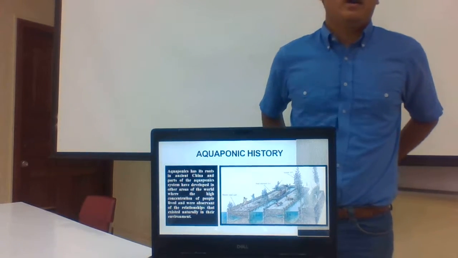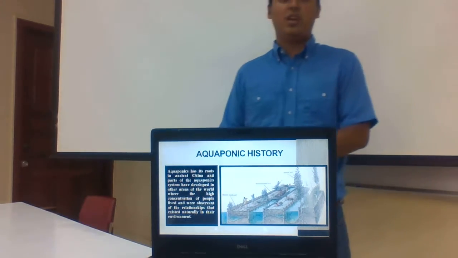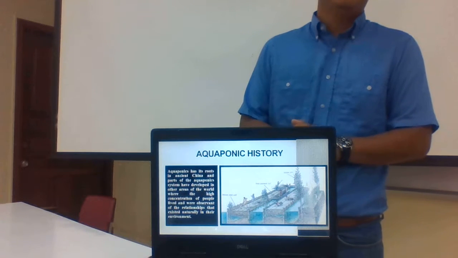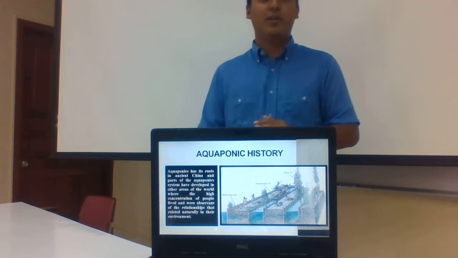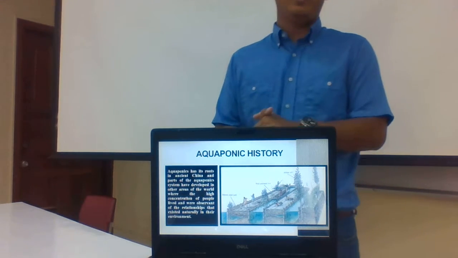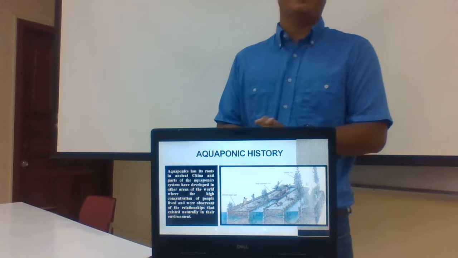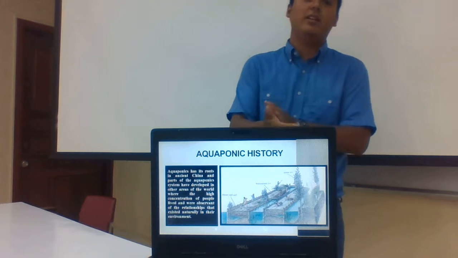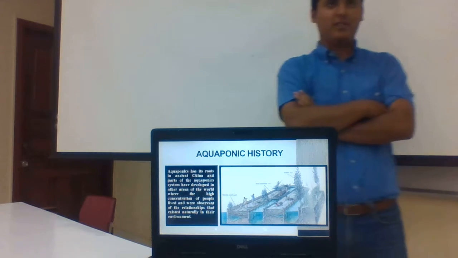Aquaponics has its roots in ancient China, and parts of the aquaponics system were developed in other areas of the world, where a high concentration of people lived and were observant of the relationships that exist naturally in their environment. Thank you.